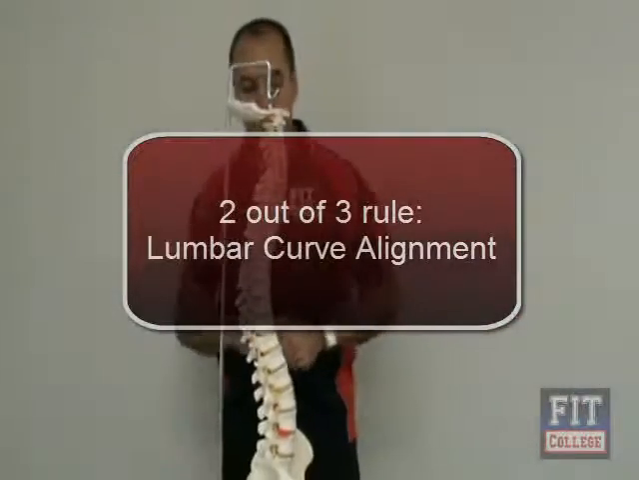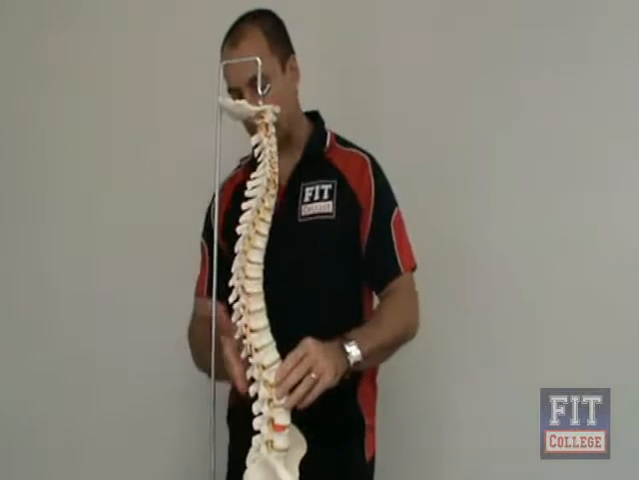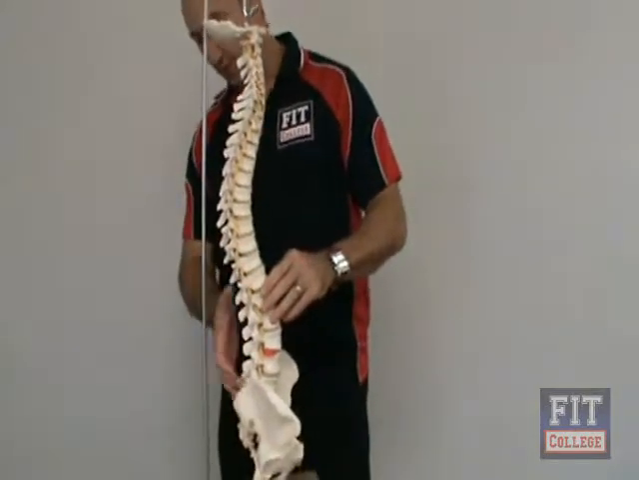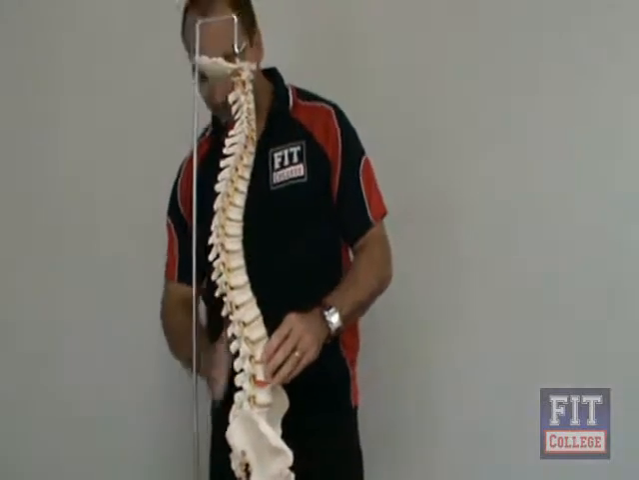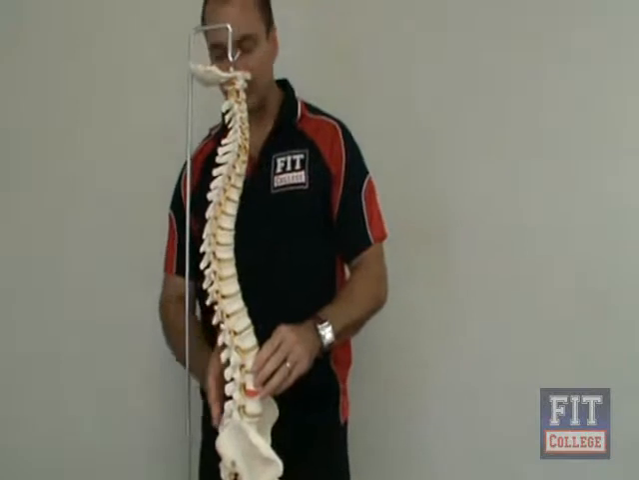So the first part of the 2 out of 3 rule involves the lumbar spine, and the lumbar spine is this part of the curve here, and typically from T12 down to about L5. And we want to be able to look at whether that curve appears to be too curved or about right, or whether it looks quite flat.